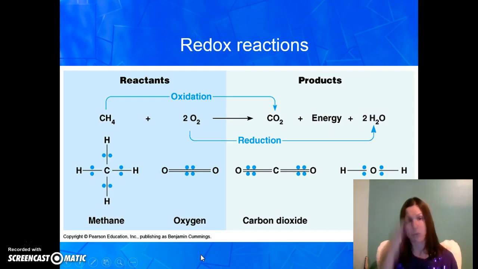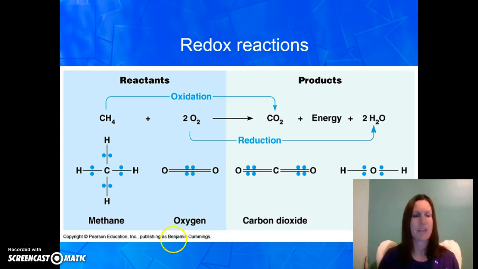So let's take a look at a redox reaction that is similar to cellular respiration in the sense that this is the combustion reaction of methane. And if you have a gas stove at home, this reaction occurs. So you turn it on, and it goes click, click, click, and then all of a sudden the flame pops, burns, and then you're going to get your energy.